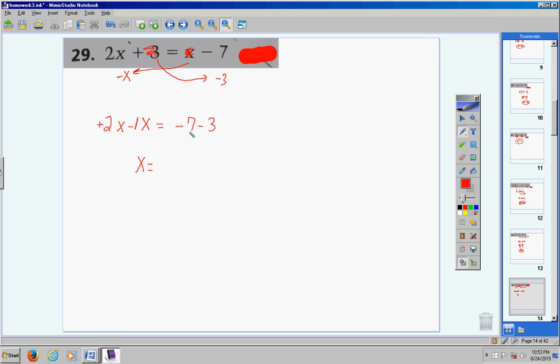You owe me 7, you owe me 3 more, you owe me $10. Well, there's no coefficient here to divide by, so we're basically finished. X equals negative 10. Moving on to 30.